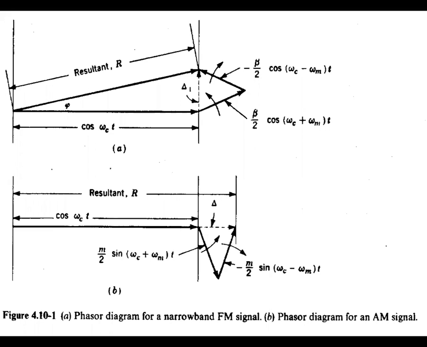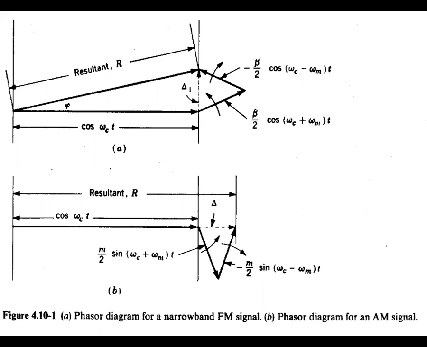In the narrowband FM, del 1 is produced as the resultant. The del 1 appears perpendicular to the carrier cos omega ct in the narrowband FM, whereas the del appears parallel to the carrier in the AM.